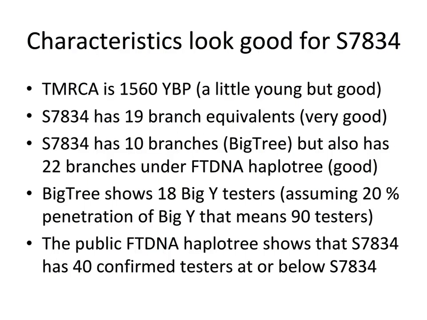But even though it's a younger project, it's a much larger project than the previous one. BigTree shows 18 Big Y testers, assuming a 20% penetration of Big Y testers to 67 marker testers. That's about 90 testers, so it's still a very reasonable size project. On the Family Tree public haplotree, if you pull that up and search the geography, it'll tell you there are 40 confirmed testers. So this all indicates that this is a pretty good haplogroup to create a project for.